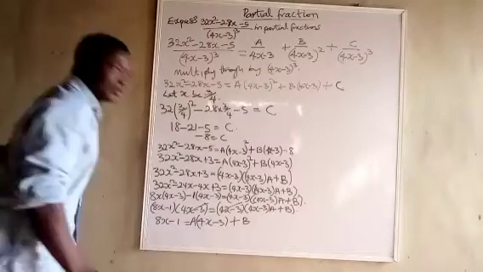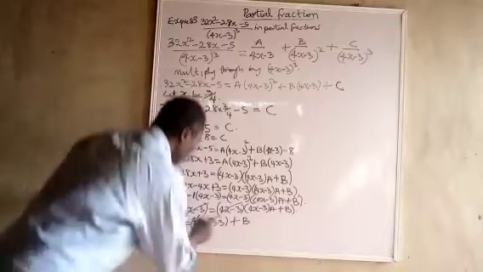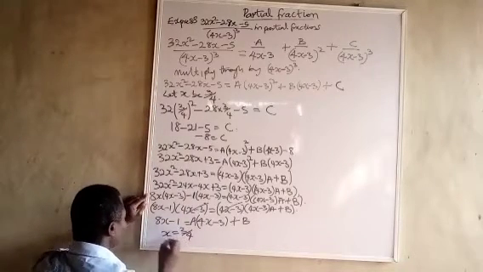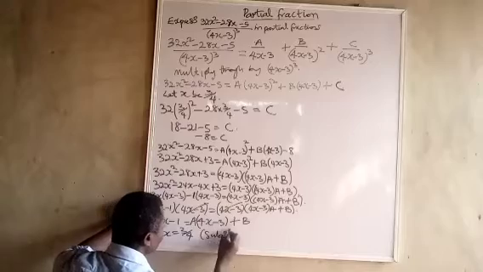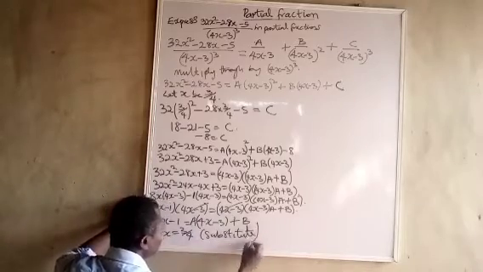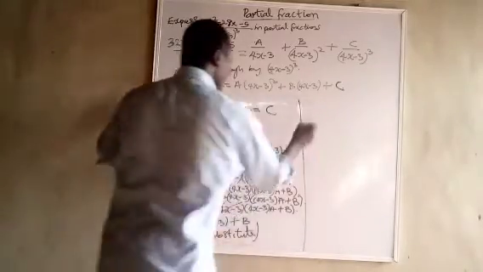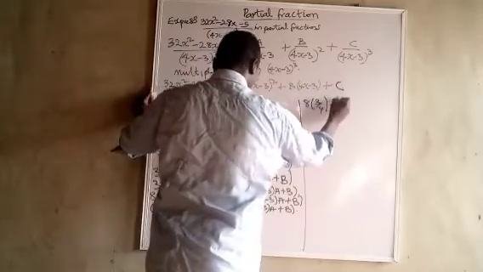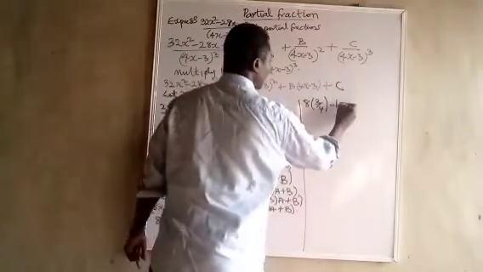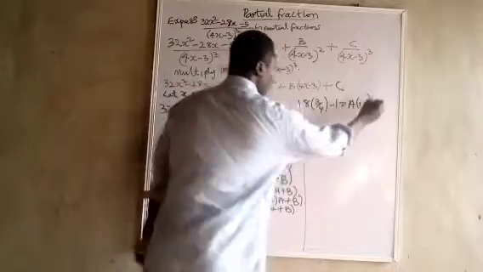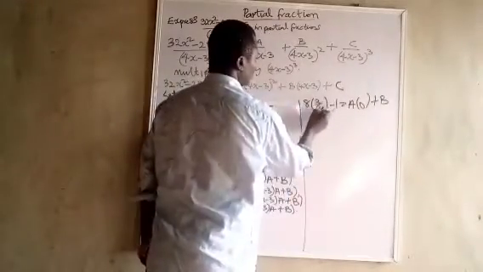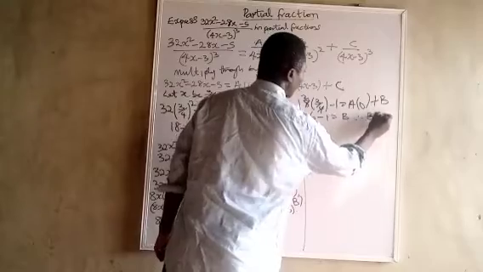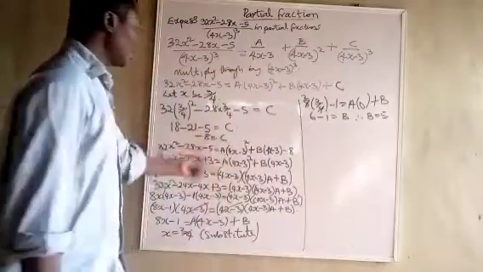Now to work this out, let me make x equal to 3 over 4 and then substitute. So that's going to give me 8 into 3 over 4 minus 1, and this one is equal to a times 0 plus b. So 6 minus 1 equals b. Therefore b equals 5. So you can see I have gotten c, I have gotten b.